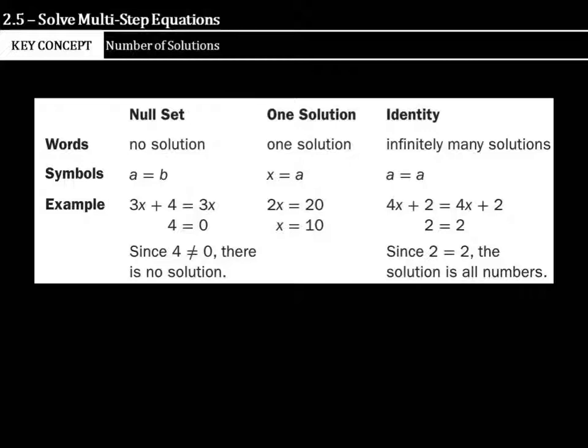Now, most equations we're going to solve, like the equations we just solved, typically have one solution. But there are times when you might have an equation with no solution. There may be times when you can have an equation that's called an identity, where you have every single possible number being a solution. In our next examples, take a look at both the null set, where you have no solution, and the identity when you have infinitely many solutions.